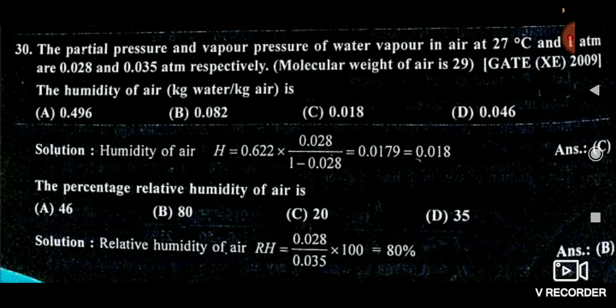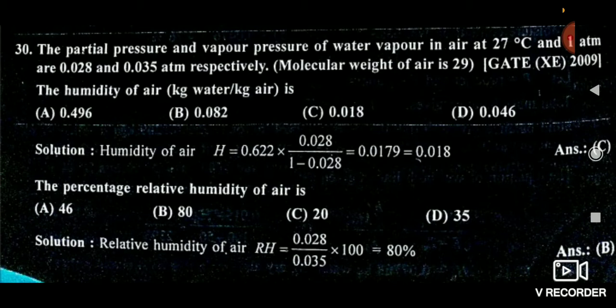Friends, now see another question. Here it is given that the partial pressure and vapor pressure of water vapor in air at 27 degree and 1 atm is 0.028 and 0.035 atmosphere, and it is asking about the humidity. So first thing is it is asking the humidity. All of you have understood that this is the absolute humidity. So absolute humidity formula is, friends, whenever it is saying humidity, you clearly understand that it is the absolute humidity. So absolute humidity is equal to 0.622 into PWV divided by P total minus PWV.